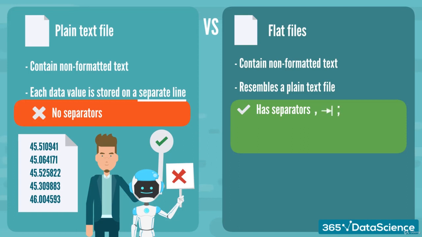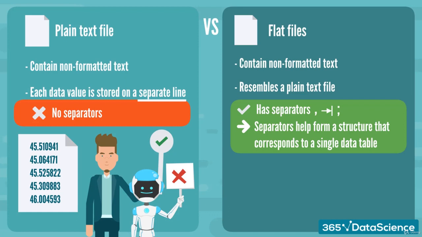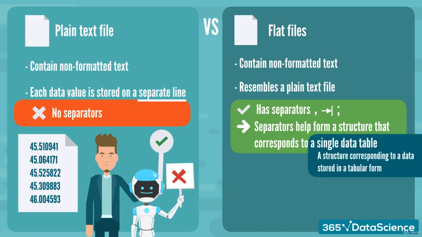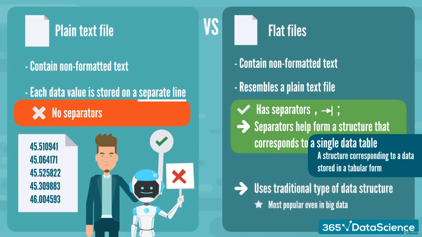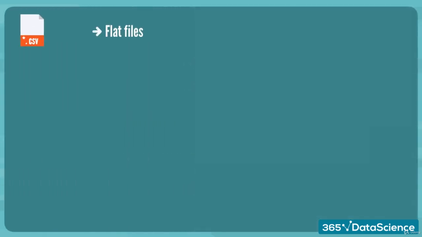The idea behind having a flat file is that these separators help form a structure that corresponds to a single data table. In other words, a structure corresponding to data stored in a tabular form. And this is the traditional type of data structure you will encounter most of the time while doing analyses, even when you are working with big data. The most common example of a flat file is the CSV file, a type of file you will definitely have to deal with in your practice a lot.